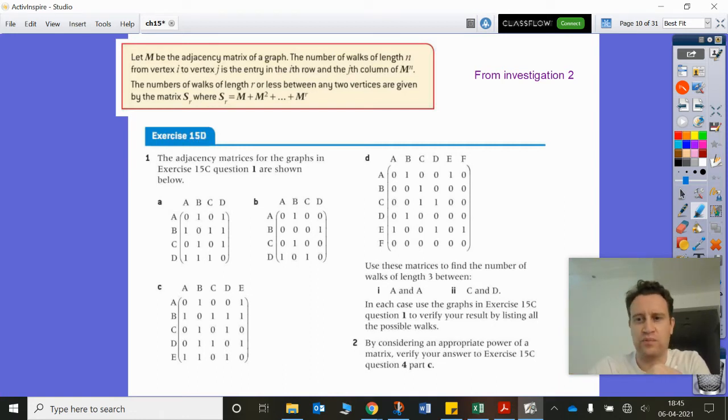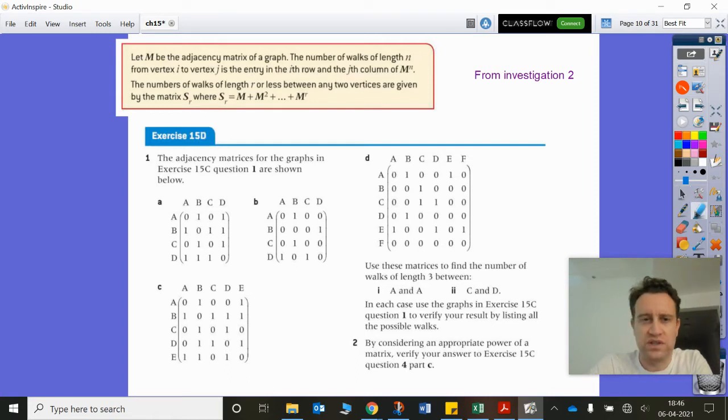Whereas in this case, we don't have probabilities, we just have the number of ways to get to places. So when we do the multiplication here, we end up with the number of routes of a particular walk length. So, let's have a look at one of these questions.